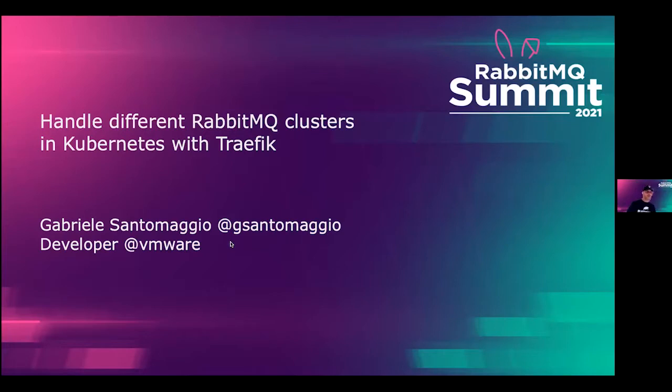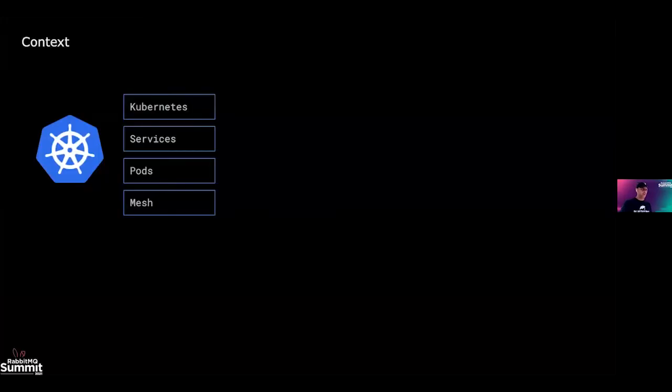In this talk we are going to speak about how to handle different clusters in RabbitMQ in Kubernetes with Traefik. Just to have some context, we will speak about Kubernetes, services, pods, and service mesh. I assume that you know more or less these concepts. If you have some questions, I will be glad to answer during the coffee break.